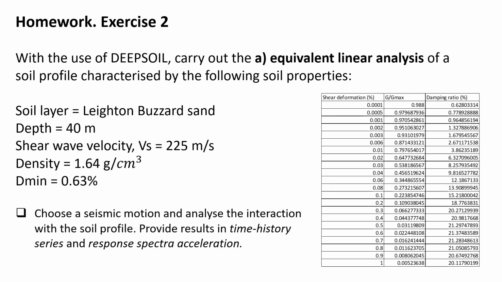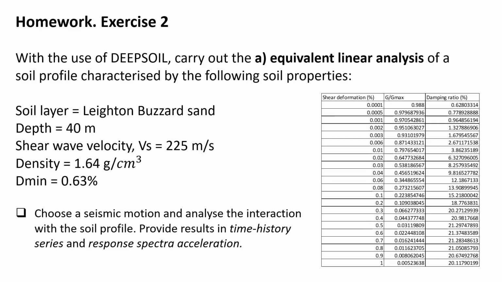Shear wave velocity is equal to 225 meters per second, and from that and the density you can calculate the maximum shear modulus. In this case the density is 1.64 grams per cubic centimeter, and what I'm asking you to do is to calculate the unit weight based on the density. You can do it by transforming some units and multiplying by g, the gravity, and then the minimum value of the damping ratio is 0.63%.